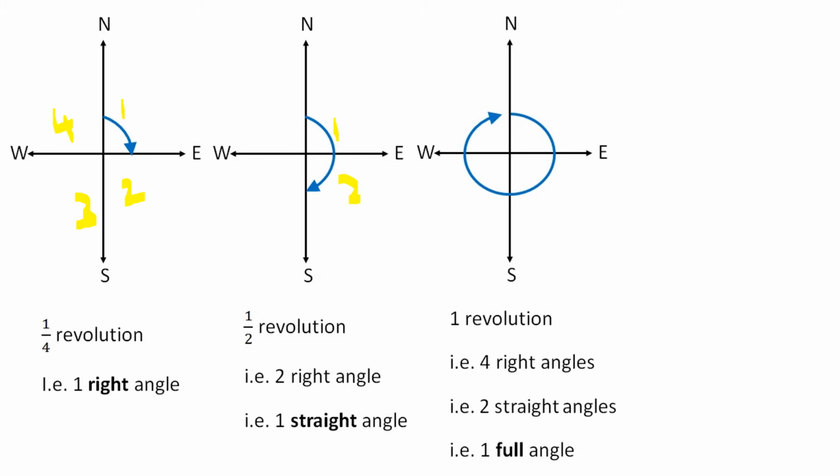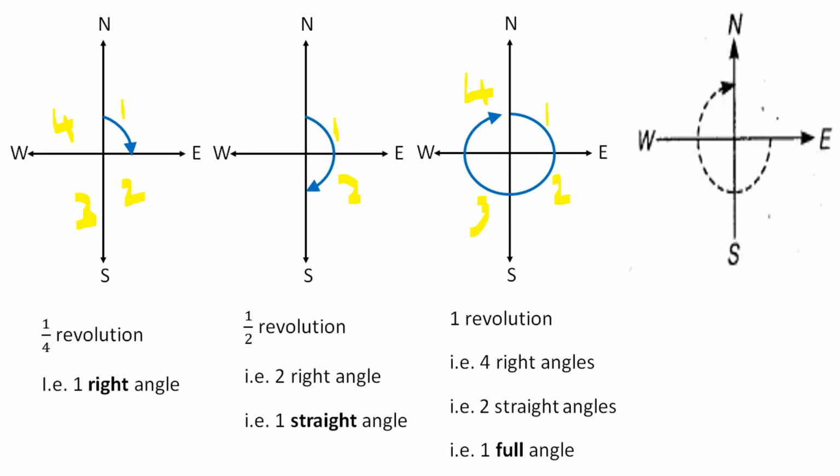Then one complete revolution. There are 4 right angles. So 1, 2, 3, 4. So totally 4 right angles, or 2 straight angles, make one full complete angle in one complete revolution. It is a complete revolution. One full turn it is.